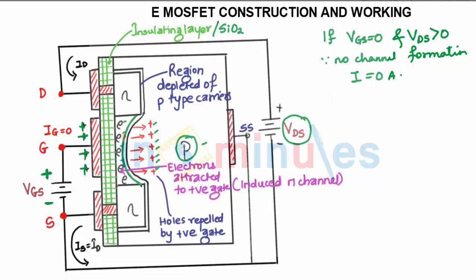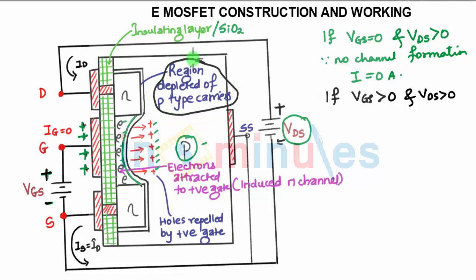Now in the next case, I am applying VGS greater than 0 and my VDS is again greater than 0, that means positive, negative, positive, negative. What will it cause? It will attract more number of electrons on the edge of the silicon dioxide layer, right? And the holes will enter deeper into the P substrate. Then a depletion region, you can see over here, is formed because of this.